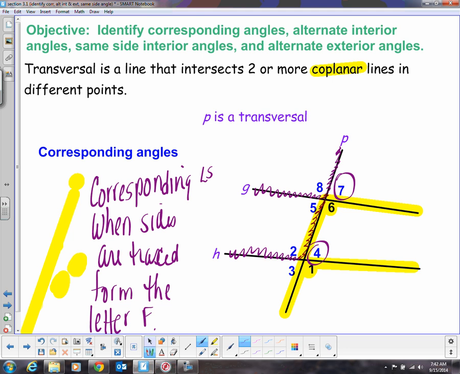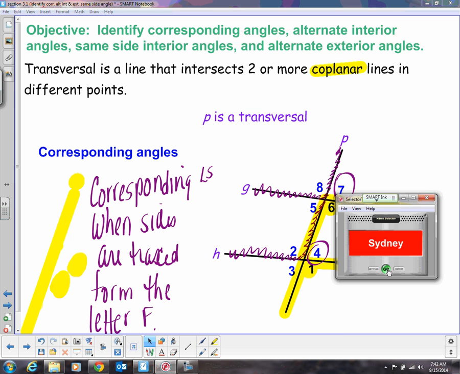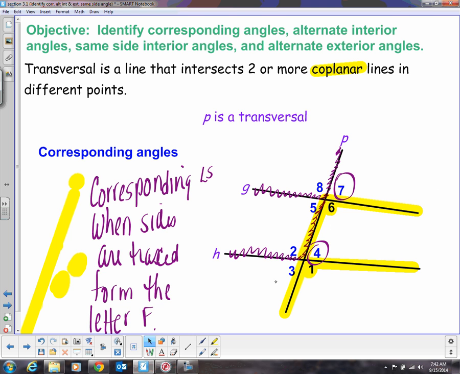There is one more pair of corresponding angles that we have not mentioned. Let's see, Tommy, if I look at 5, 5 is where? It's to the left and below. What's to the left and below on H? 3. Those are corresponding. If you were to trace 5 and 3, it's a backwards F, but you could flip it, and it would be the letter F.